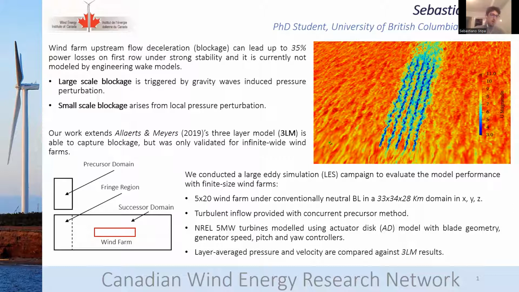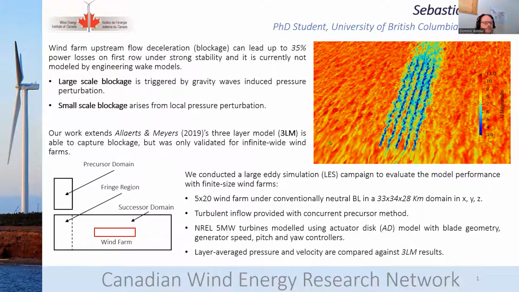Although these models are well validated for wake prediction, so the velocity inside the wake, some recent studies have shown that they consistently lack or are completely unable to represent the deceleration of the flow approaching the wind farm and the wind turbine, which is also known as blockage. And that's where our research, let's say, kicks in.